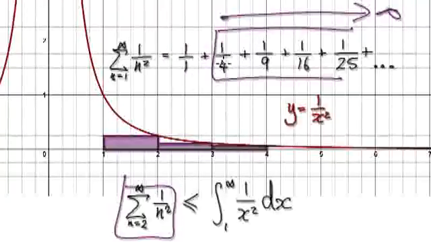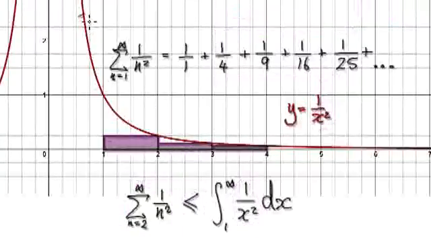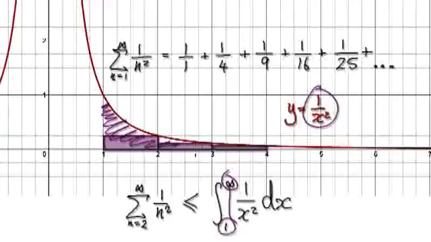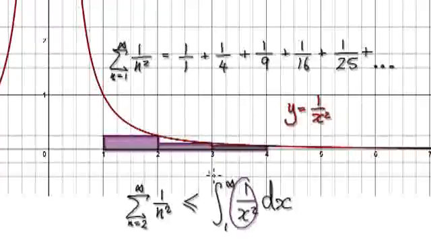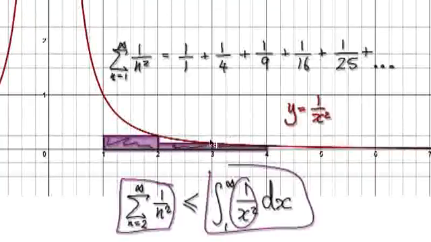So all the rectangles would be less than or equal to the area underneath the 1 over x squared graph. This is the 1 over x squared graph, this red line here. The area underneath it from 1 to infinity is this area here. So the point here is that the area underneath the 1 over x squared graph will be greater or equal to all the rectangles here.